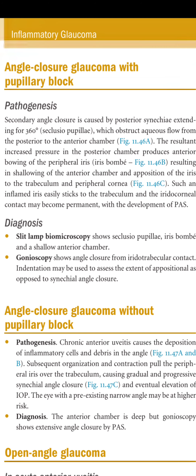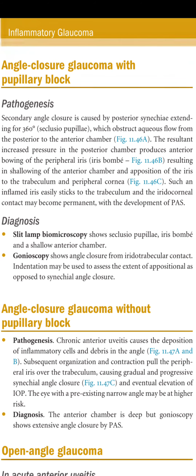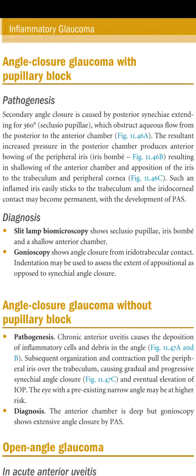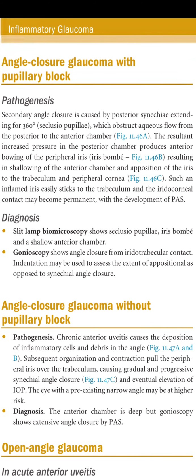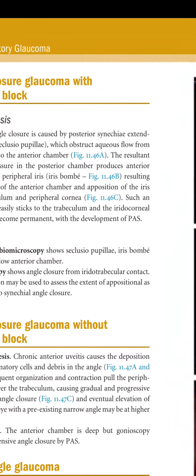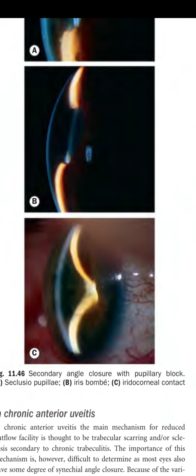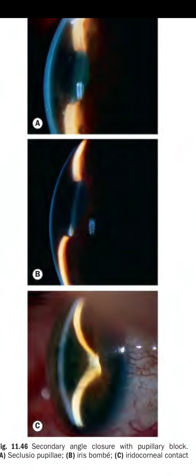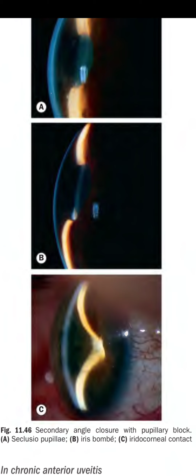Diagnosis: slit lamp biomicroscopy shows occlusio pupillae, iris bombe, and a shallow anterior chamber. Gonioscopy shows angle closure with iridotrabecular contact. Indentation may be used to assess the extent of appositional as opposed to synechial angle closure. So this is the secondary angle closure with pupillary block. A is showing the seclusio pupillae. B is showing the iris bombe formation. This is the iris bombe that has been formed, and C is showing the iridocorneal contact.